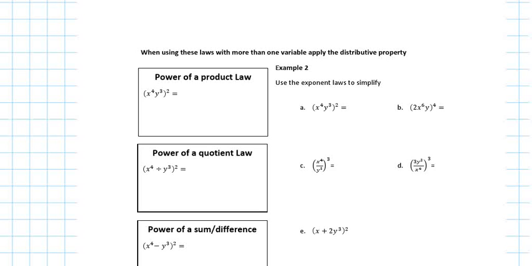Okay, so moving on to the power of a product law. What does product mean? Product is multiplication. So I have multiplied terms and I have an exponent on the outside. Can I simplify the terms inside the bracket? No, because they're not the same base. They're different bases, so I can't do much.